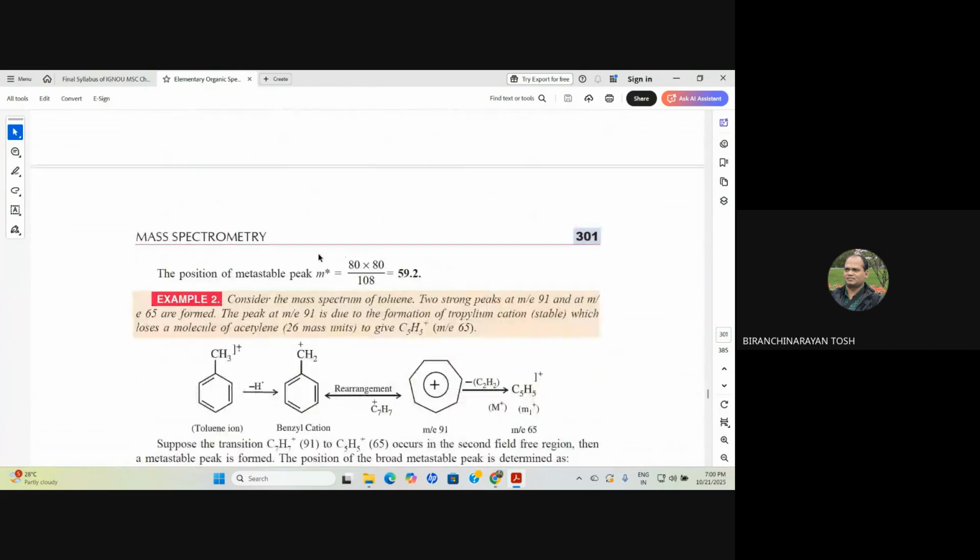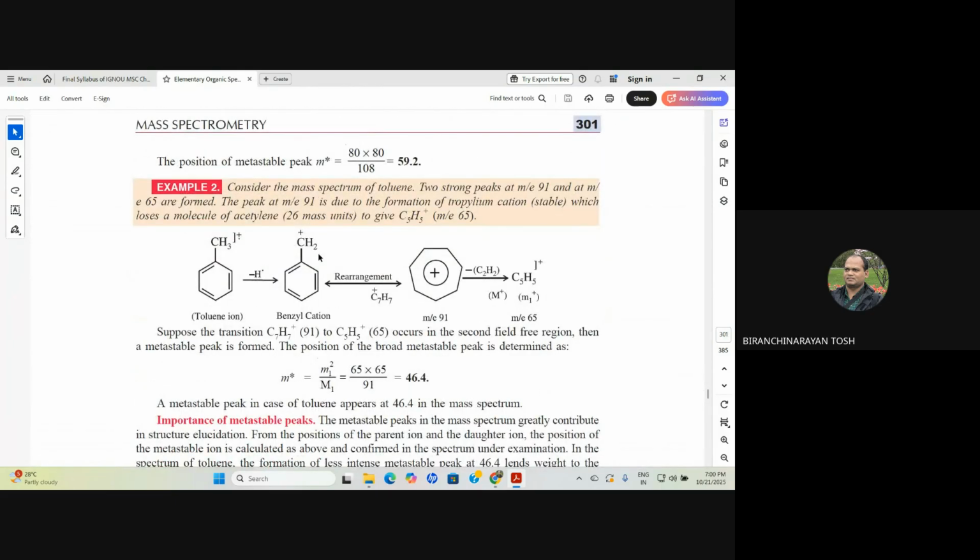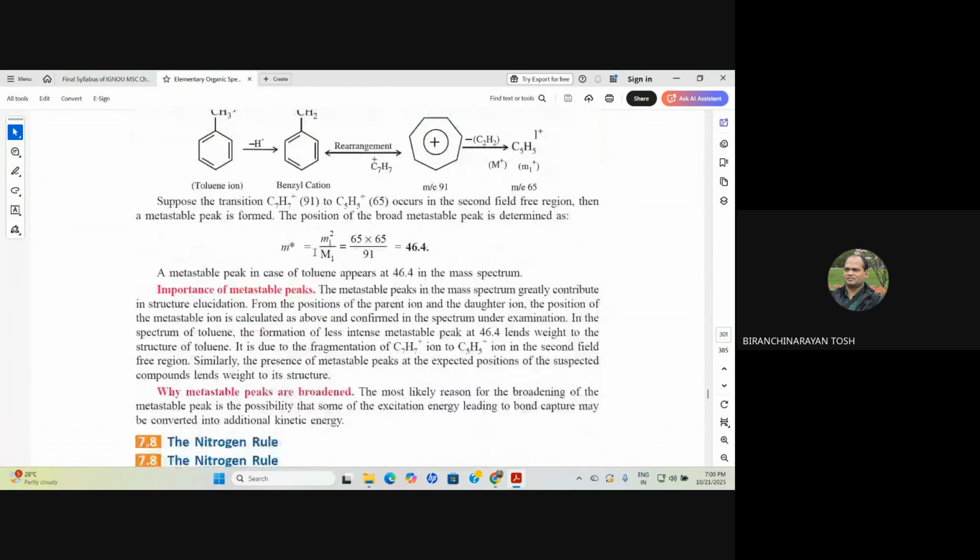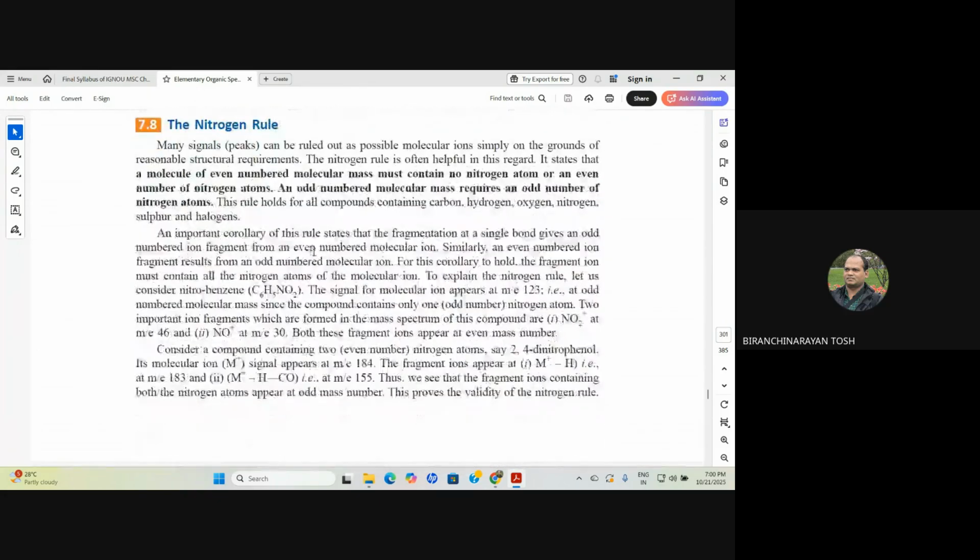Okay, then we'll move to the nitrogen rule. Many signal peaks can be ruled out as possible molecular ions simply on the ground of reasonable structural requirement. The nitrogen rule is often helpful. It states that a molecule of even numbered molecular mass must contain no nitrogen atom or an even number of nitrogen atoms. An odd numbered molecular mass requires an odd number of nitrogen atoms.